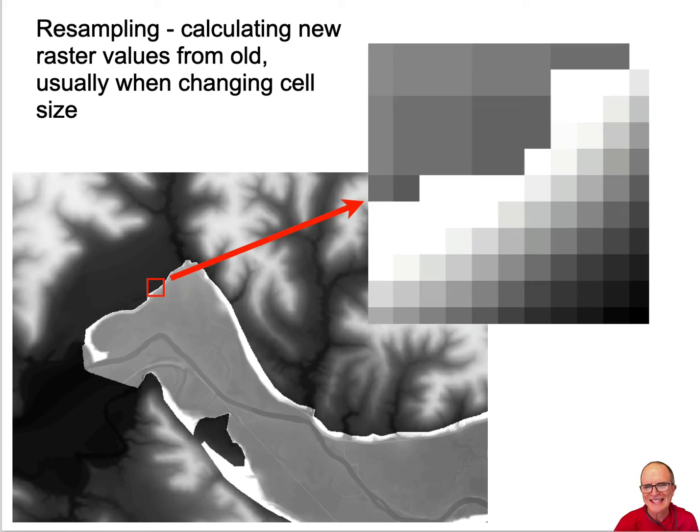So we often have to resample, which is calculating new raster cell values from old ones. We do this every time we do a map projection, or almost every time, because we're going from one orientation of one grid, and often we're changing the grid cell size, to another orientation in another grid in a different coordinate system. And we often have to do this when we want to combine data from different sources. They might have a different cell size and not be aligned correctly.